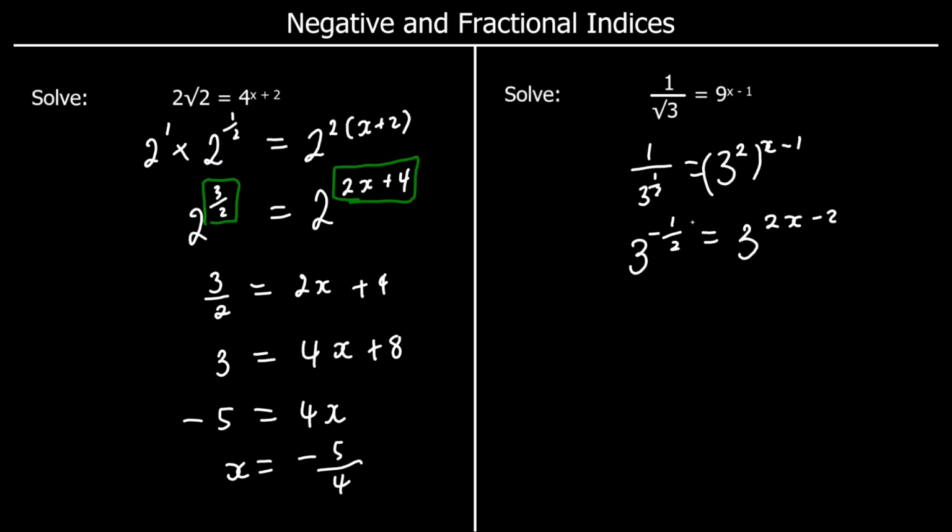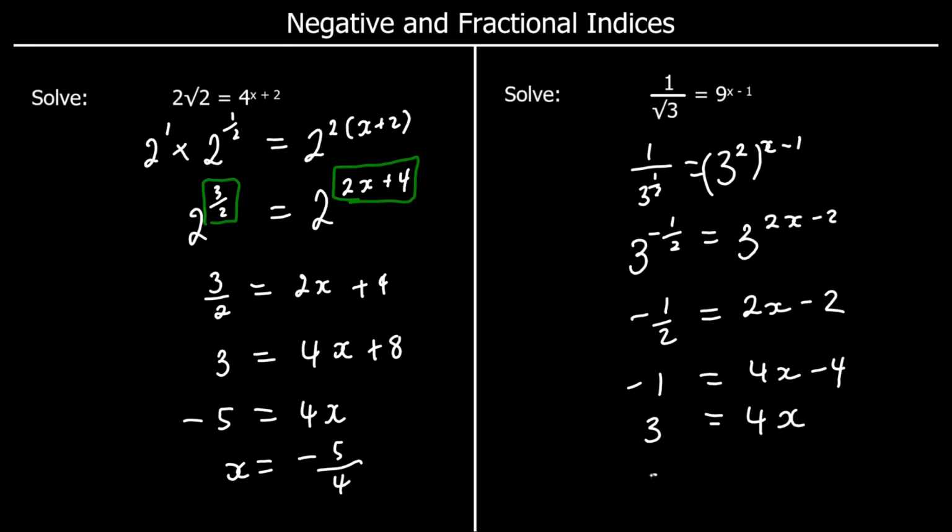So the two powers must be equal. -1/2 must be equal to 2x minus 2. Double everything to get rid of the fraction. Plus 4 to both sides. And divide by 4. So x is 3/4.